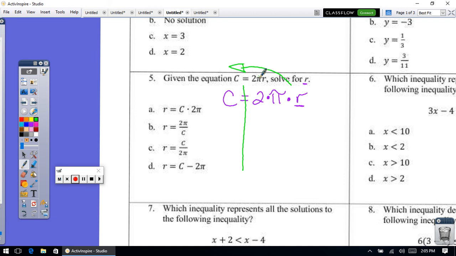That means we need to move everything else to the other side, away from r. And we keep talking about this. Anytime you jump across the equal sign, you do opposite operations. So to move this 2 to the other side, the opposite of multiplying by 2 is to divide by 2. The opposite of multiplying by pi is to divide by pi. So now we have r by itself, and so you can see our answer is C.